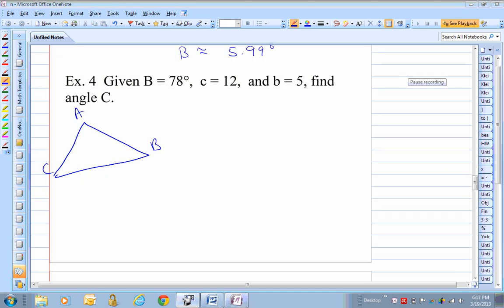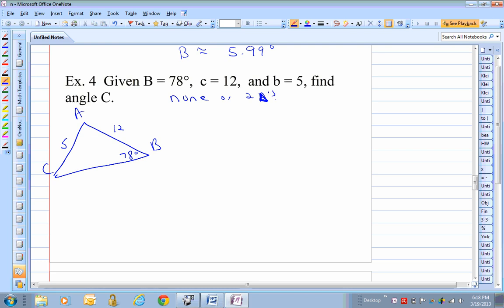All right, here's another example. I just drew my basic triangle again. It says angle B is 78 degrees, side C is 12, and side B is 5. Again, the side opposite is less than the side adjacent. And remember, we said if the opposite side is less than the adjacent side, we will have a special case. So we're either going to have no triangle or two triangles. Let's see what the case is here and how we would know that.